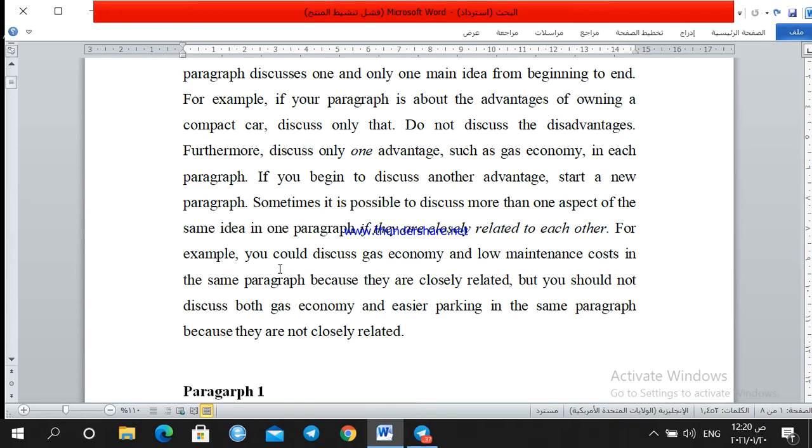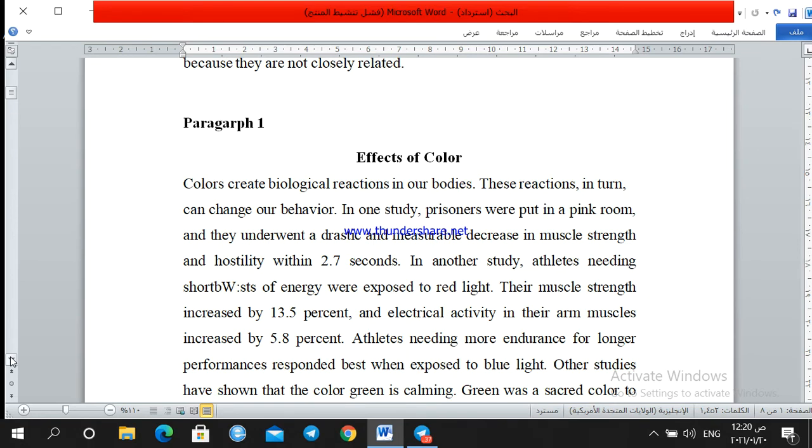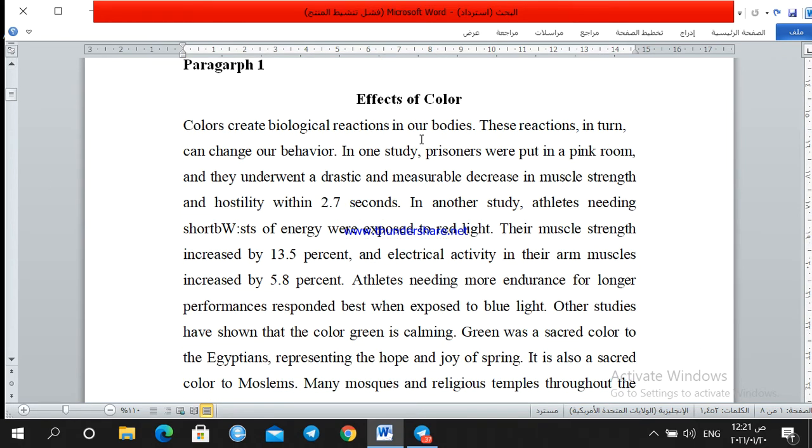For example, you can discuss gas economy and low maintenance cost. These are the advantages of a compact car, and it's okay for now in the same paragraph because they are closely related. So we are going to see two paragraphs, and we will see which one has unity. Both paragraphs have the same topic, the same title, but we'll see which one has more unity than the other.